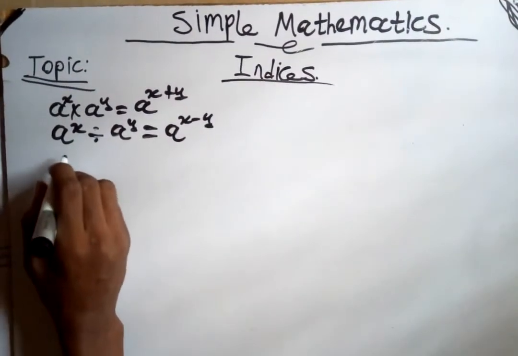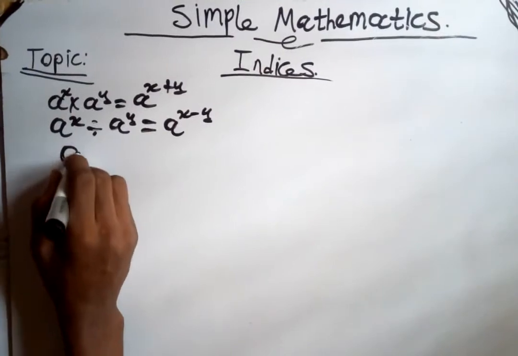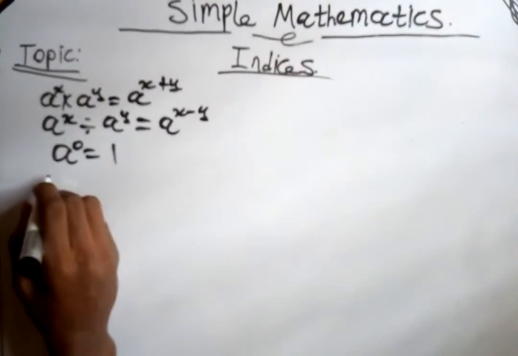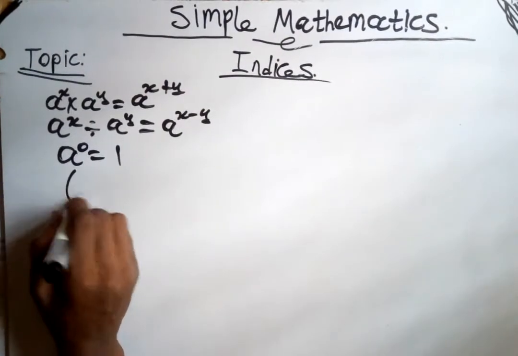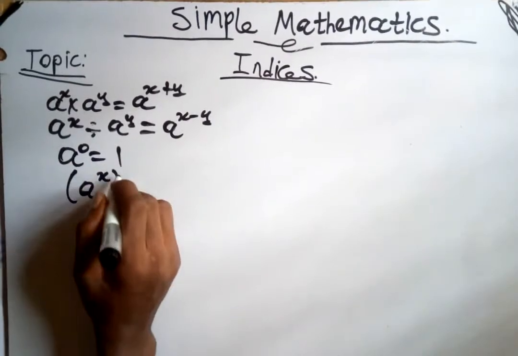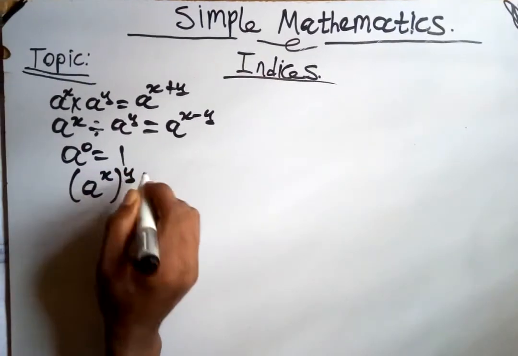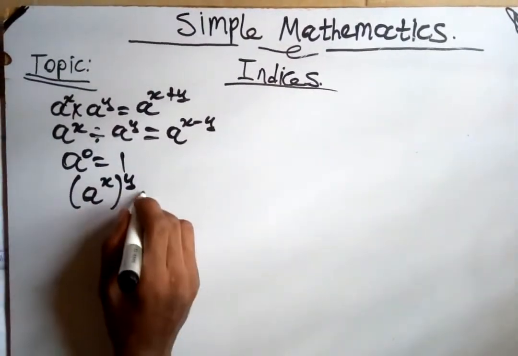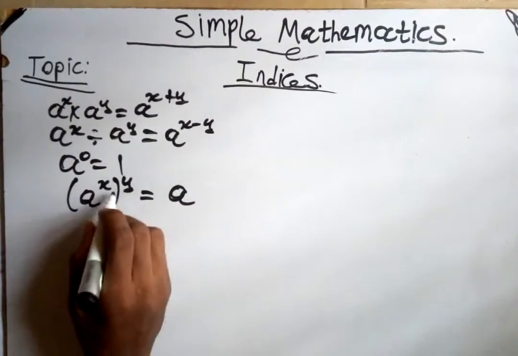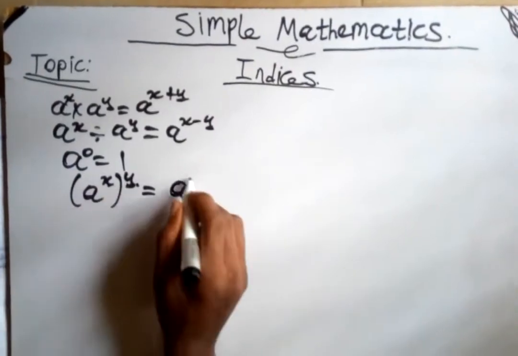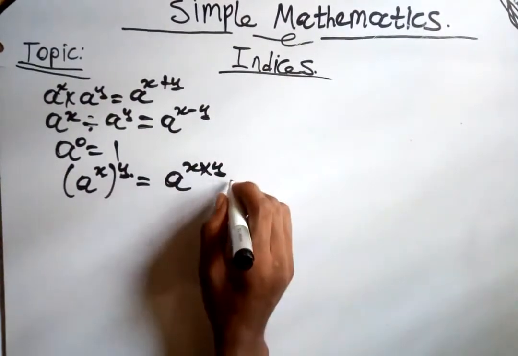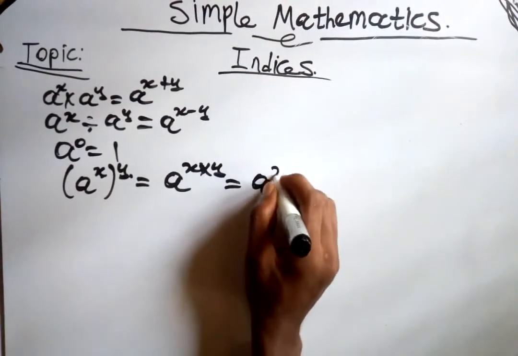And the next one, remember, anything raised to the power of 0 is equal to 1. And we have something like this: a variable raised to the power of something, then you close the bracket and raise it to another power. This would be equal to that variable, and the powers will be multiplied. They multiply themselves and it gives you a to the power of xy.